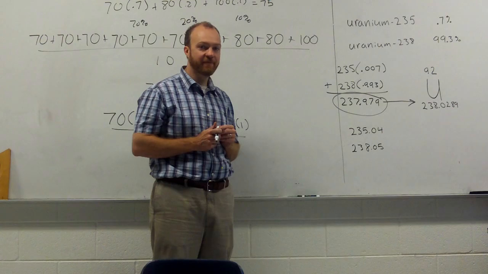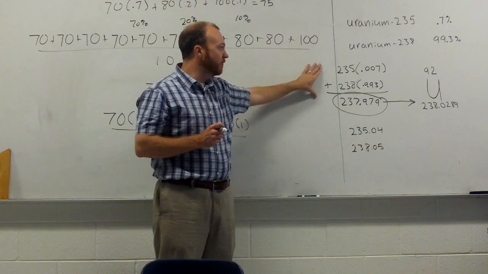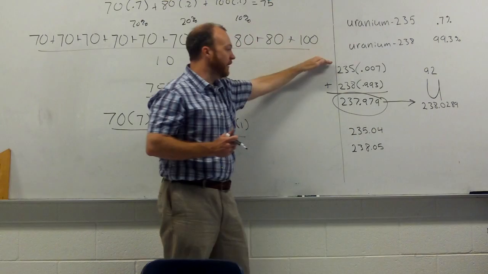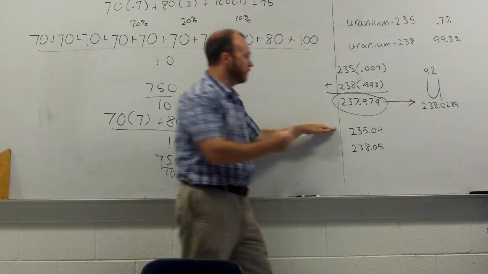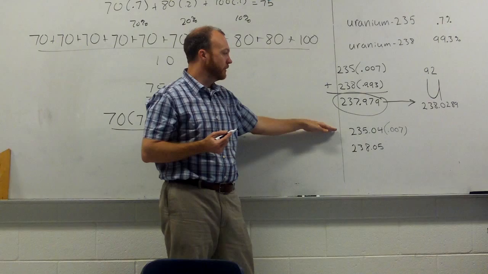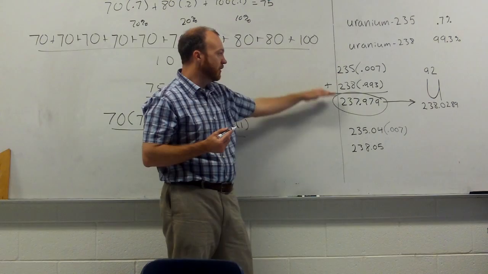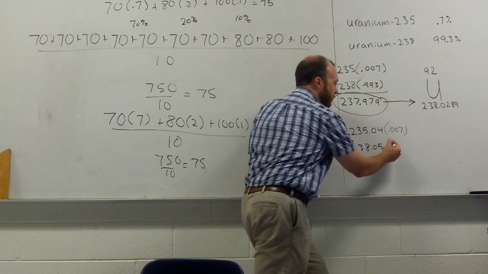Now, the way we can make a correction for that is if we know the actual mass of the isotopes. So here we approximated the mass of uranium-235 as 235, but it's really 235.04. And 0.7%, 0.007, is uranium-235. The mass of uranium-238 is really a little bit more than 238. It's 238.05. 99.3% of naturally occurring uranium is that.